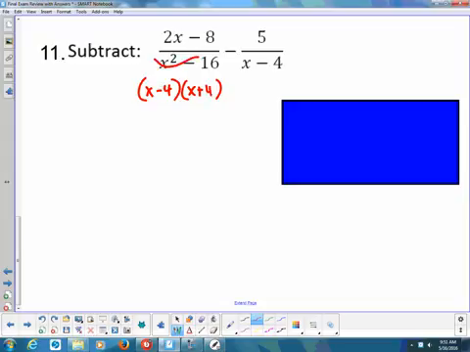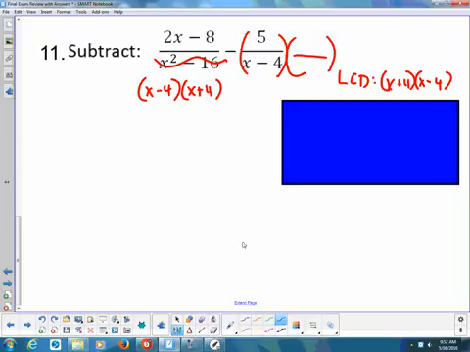So we rewrote that. And I already have an x minus 4 here. So what is my least common denominator? x plus 4, x minus 4. So I already have an x minus 4 in this fraction. So what do I need to multiply this fraction by in order to get the least common denominator of x plus 4, x minus 4? All right, so I have to multiply top and bottom by x plus 4.